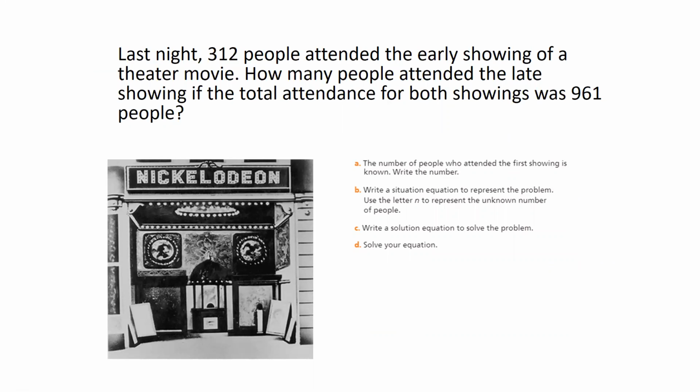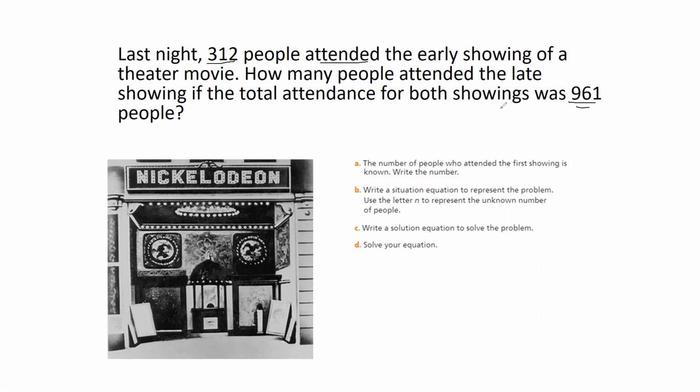The first question on page 243 says, last night, 312 people attended an early showing of a movie theater. How many people attended the late showing if the total attendance of both showings was 961 people? So once again, it's not just math, now it's also reading comprehension. The first thing you want to do is really take your time to comprehend and understand the questions. Last night 312 people went to the showing in the movie theater. How many people attended the late showing if both of them together equals 961?